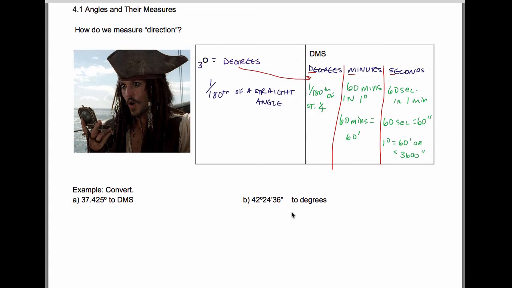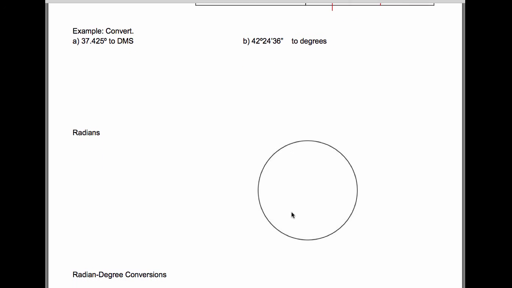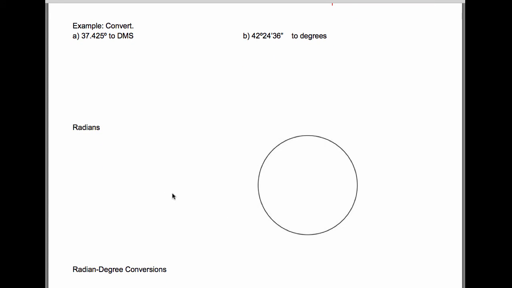We're going to convert here in just a second. So what are they going to ask us to do? They're going to ask us to convert to degrees, minutes, and seconds. This one is 37.425 degrees to degrees, minutes, seconds. This is already in degrees, so that's 37 degrees. What I want to do is convert the rest to minutes and seconds. So how do I do that? I'm going to do 0.425, and so far that's part of a degree.